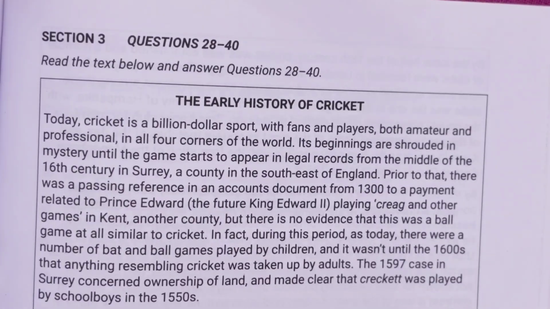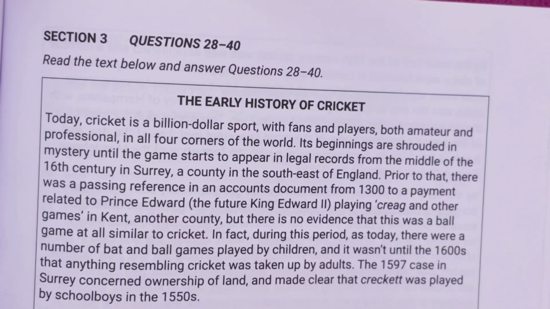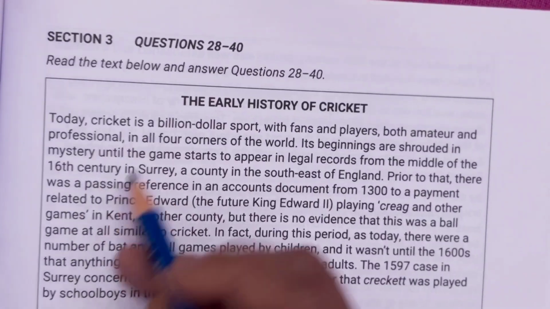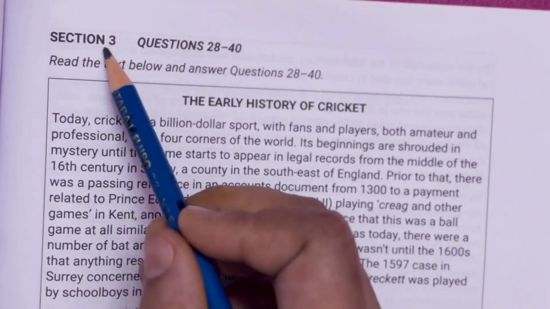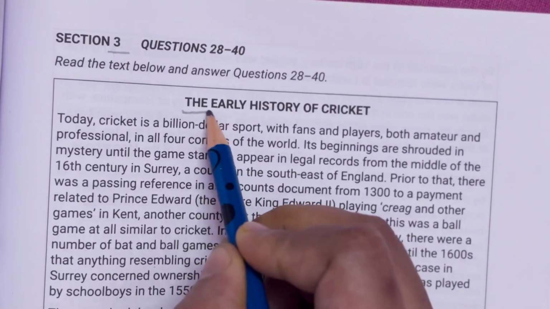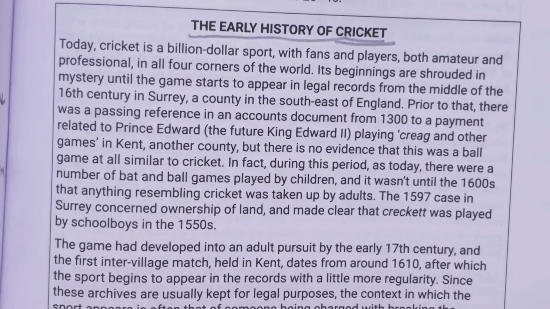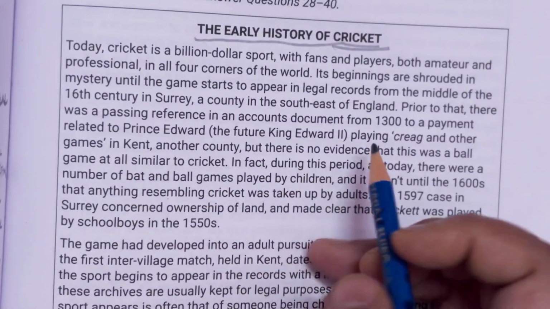Today we are going to cover the last section of test number 1 of the IELTS General Training Volume 1 book. This passage is in section 3, the last passage, and it's going to be the longest passage. It is about the early history of cricket. As the name itself suggests, it's going to talk about the history of the game.